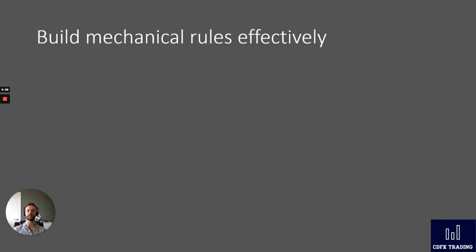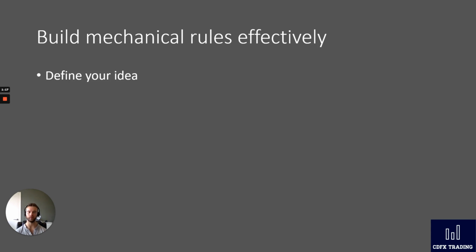Alright, so mechanical trading always starts with building mechanical rules and doing it effectively. But how can you do this? It starts with number 1, which is defining your idea. What's the idea that you want to test, and how can you define it as clearly as possible?